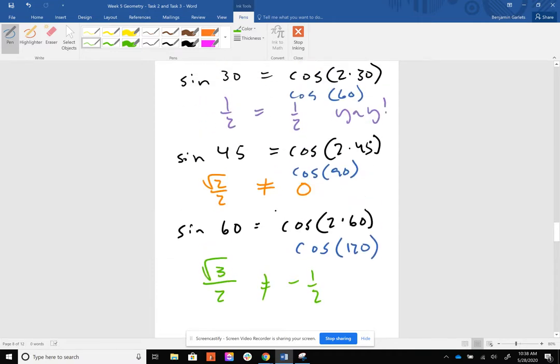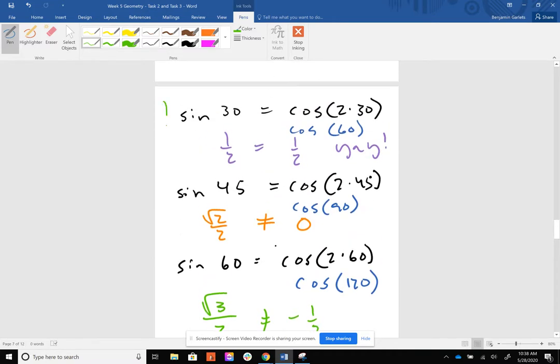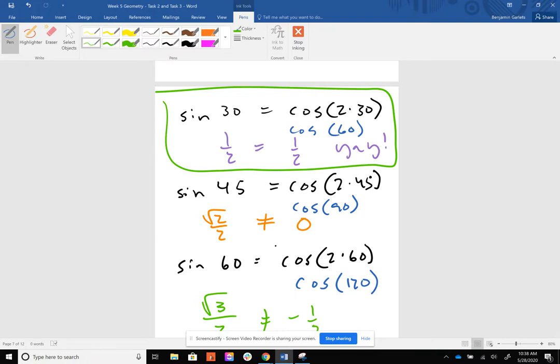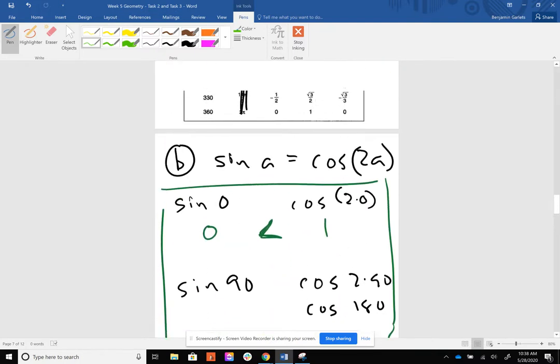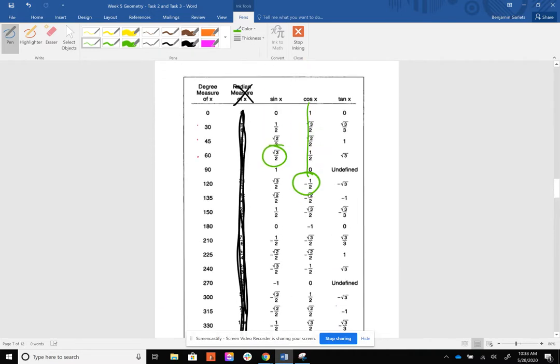So what we've just determined is that we only have one solution that is acute based on our table. This is the tipping point, when sine of 30 is equal to cosine of 60.